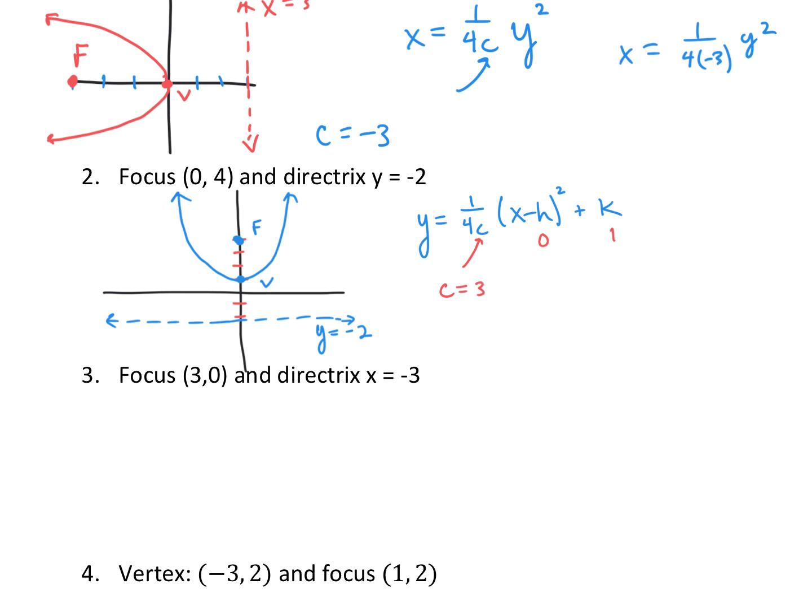So our equation is going to be y equals 1 over, I'm going to plug in a 3 for this c, 4 times 3 is 12, so 1 over 12. Now for the 0 here, if we're not shifting the x's at all, it's just going to stay as an x squared. But to shift that vertex up 1 unit, we're going to add 1 to the end.